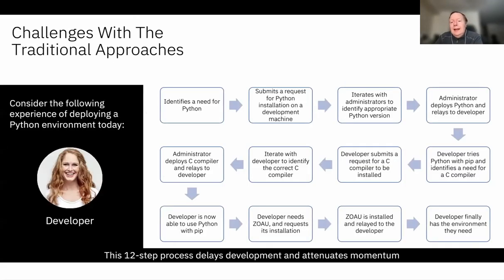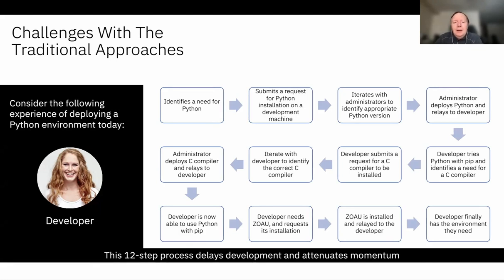So to motivate that a little bit with a concrete example, this is what it looks like to get a Python environment today on a zOS host. First and foremost, you need to know that you need Python. You submit your request, and you have to go through the whole, okay, you want Python, what version of Python do you want, and things of that nature. So you have this back and forth and this fact-finding exercise.